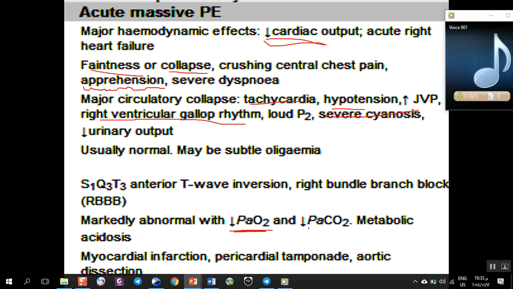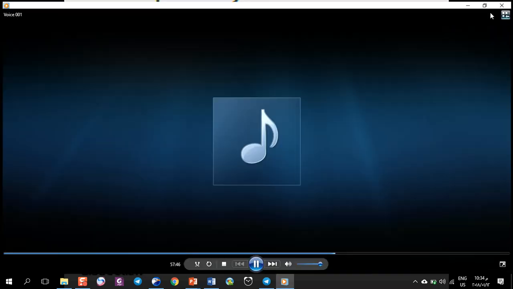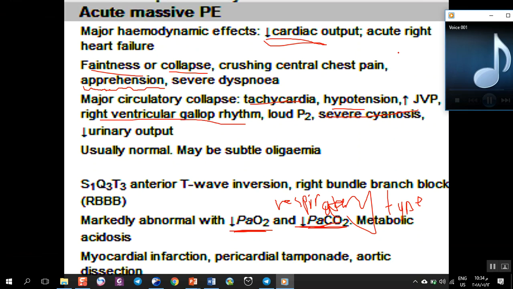Type 1, type 2 respiratory failure. Should it be type 1 or type 2? In a case of heart failure, type 2. Option type 1. Because inside the lung, yeah. The patient has, in case of pulmonary embolism, hypoxia and hypocapnia. Which type of respiratory failure? One or two?